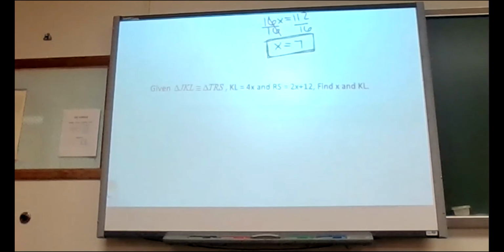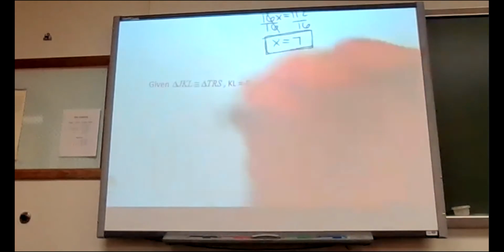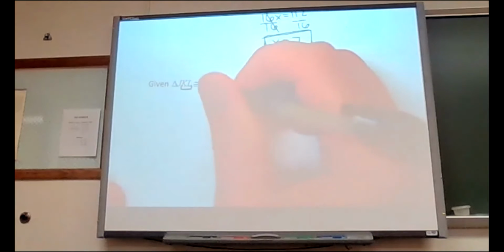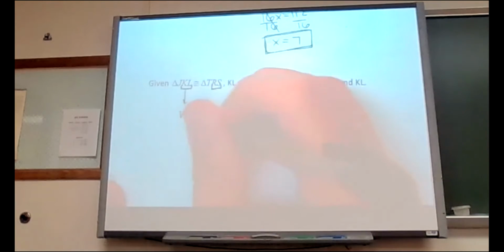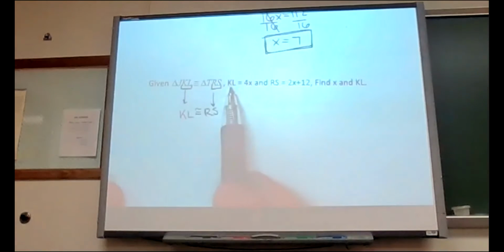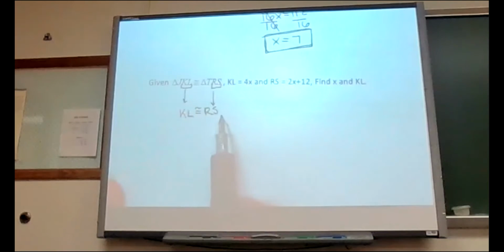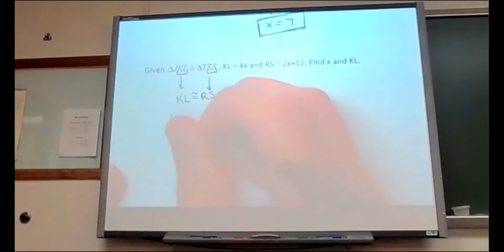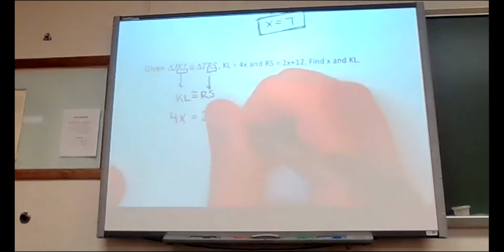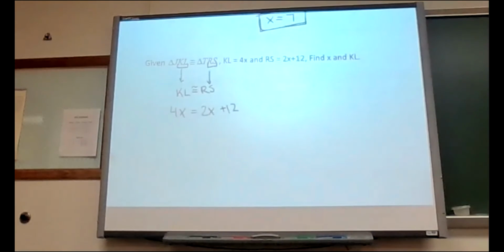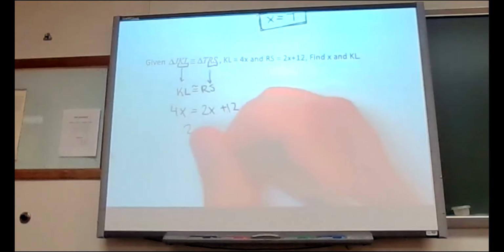And so I know that KL and RS, so if I were given this on a test, I might be like, well, I don't know, what do I set these equal to? Well, I know from the statement that KL is congruent to RS. They're in the same spot in this statement. So if this triangle is congruent to this triangle, then this side is congruent to that side. So I can say that 4x equals 2x plus 12, or 2x equals 12 and x equals 6.